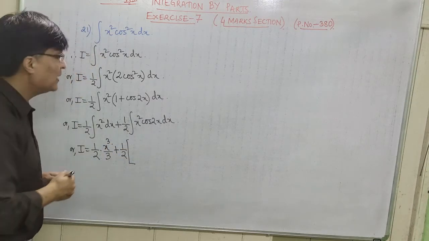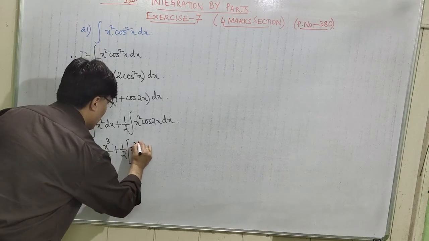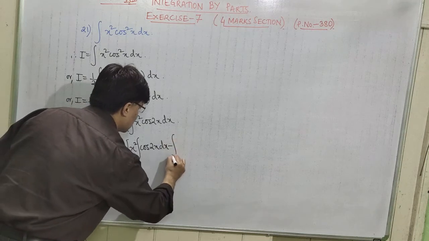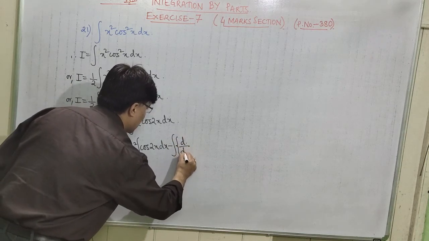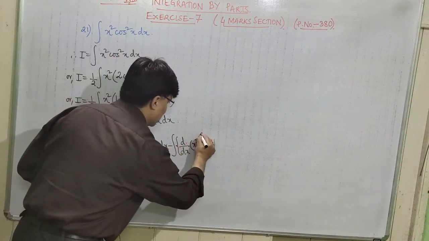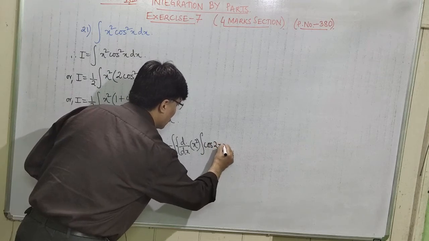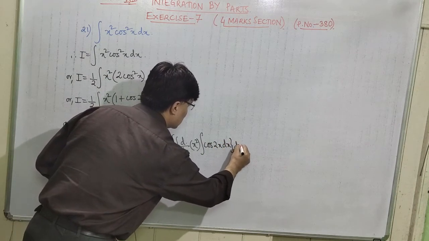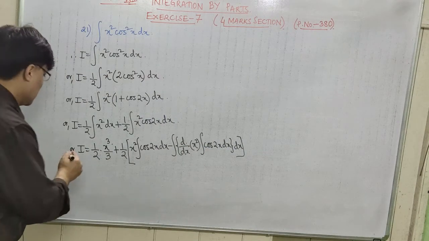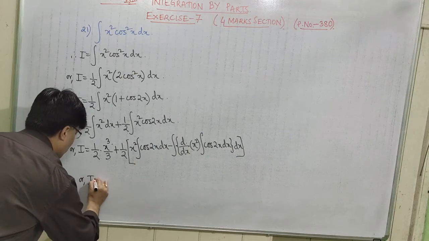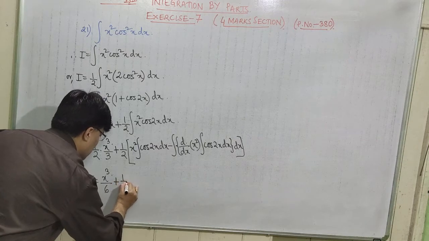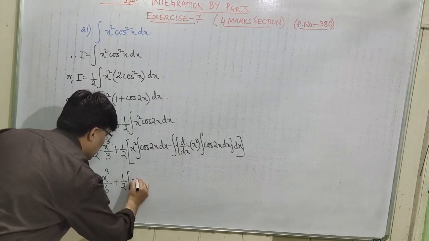Which is the first function? Algebraic function, that is x square. So x square into integration of cos 2x dx, minus integration of, second bracket, d by dx of the first function, then integration of the second function, that is cos 2x dx, second bracket closed, dx, then third bracket is closed. You know integration by parts, isn't it? Clear?